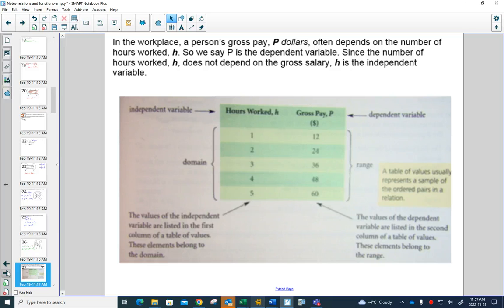The amount that you get paid, we talked about this earlier, depends on how many hours worked. We always say that independent is listed first, dependent is second. We always think of our first values as our x values and our second values as our y values if you were going to graph this.